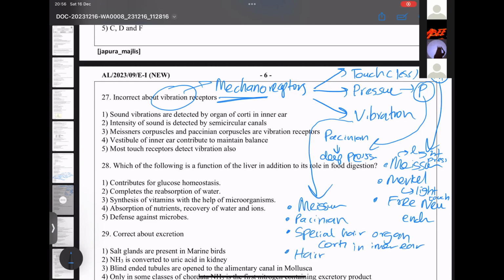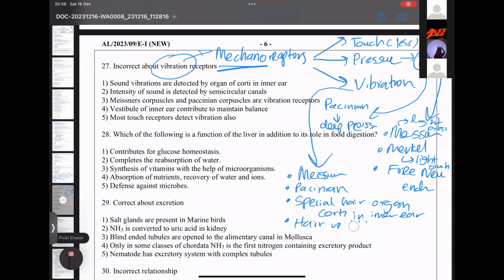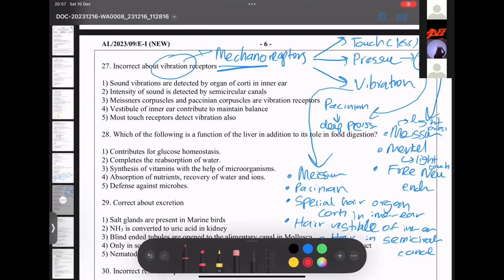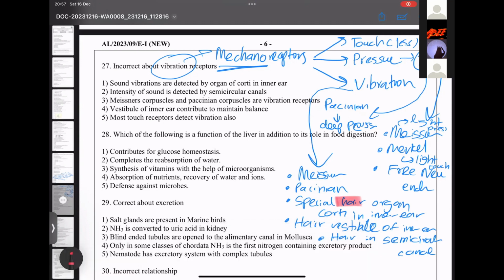All these are directly from the resource book itself. When it comes to animal form and function, you should know everything. Animal form and function is the most important thing. So hair cells of the vestibule of the inner ear, and finally hair cells in the semicircular canal. What you should remember here is that all these are hair cells, all are in the ear.